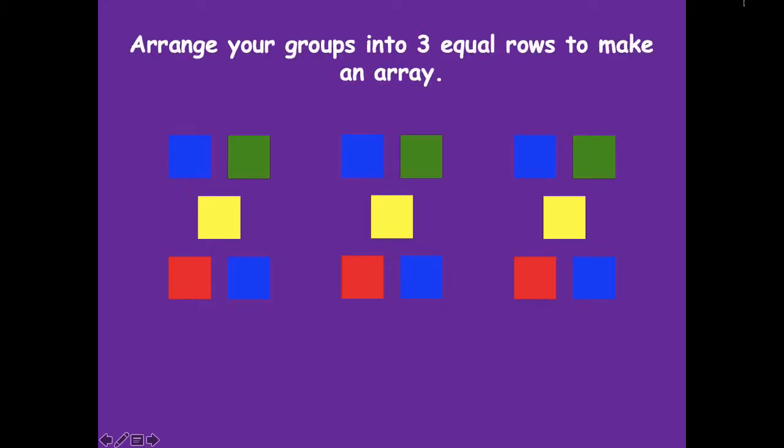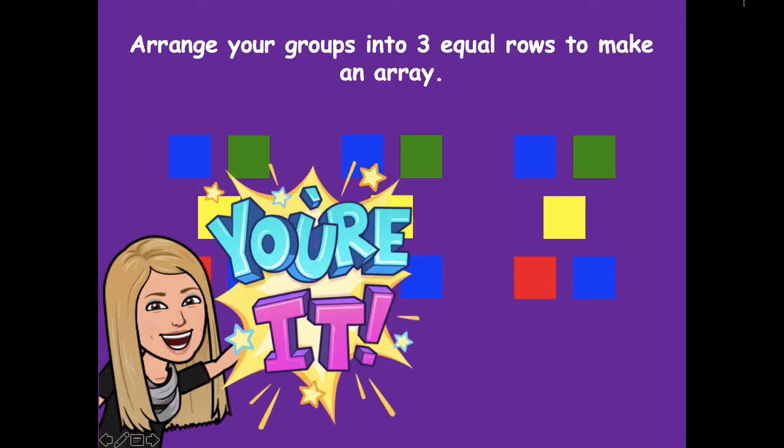Arrange your groups into 3 equal rows to make an array. Now, friends, do rows go side to side or do they go up and down? Yeah, they go side to side, right? Like in a movie theater. Okay. So pause the video. Put your 15, now you have 15 tiles, and put them into 3 equal rows to make your array. So pause the video, do that, and then click play when you're ready for the next step.